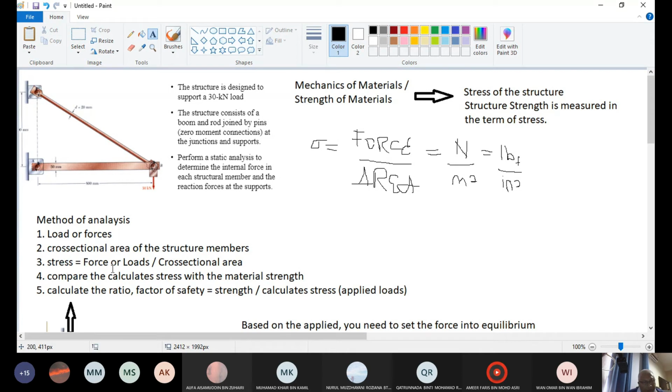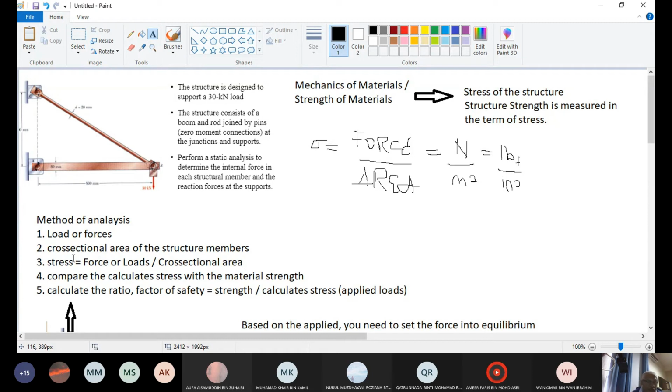Compare with the material strength, is easy. You can get the material strength from the table. Just plug in whatever material you want to use to design this and compare it with the stress you have calculated at number 3 here. And then you calculate the ratio. The ratio is the margin, how much margin that you have by selecting the material.